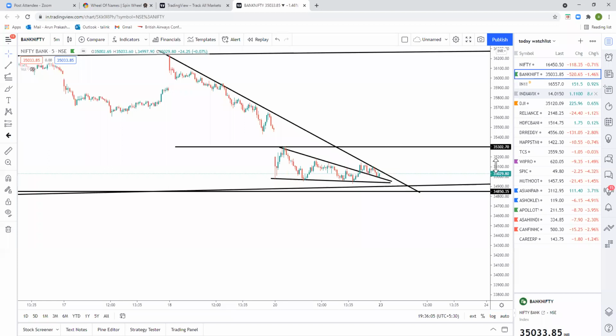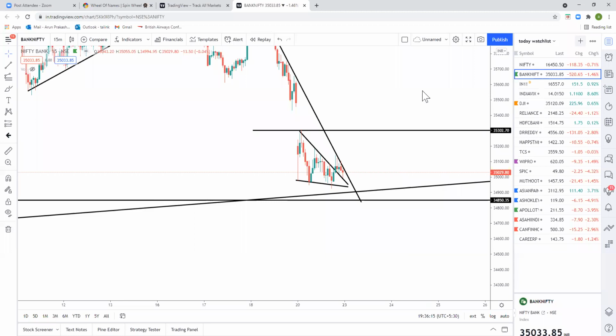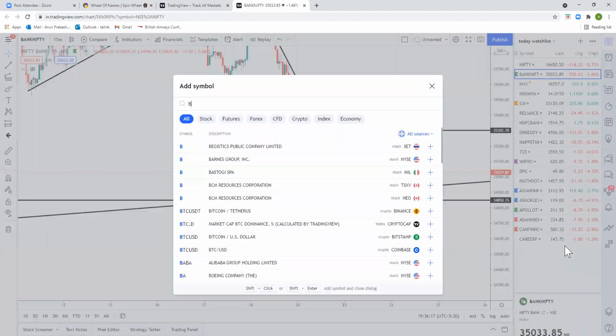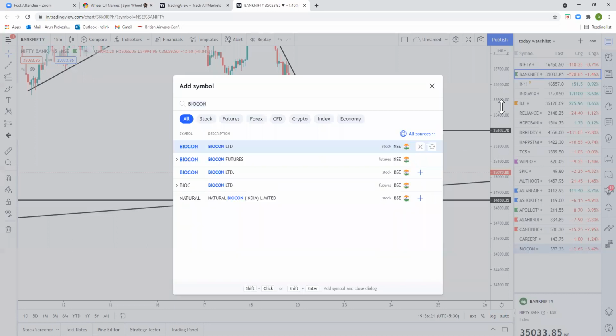Oh, okay. And one more setup, last one, Biocon. I see a bearish triple top and a neckline breakout. Can you confirm that? Sure. Not a triple top directly, on the 1 day time frame.